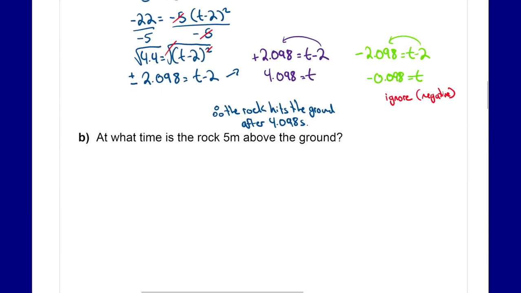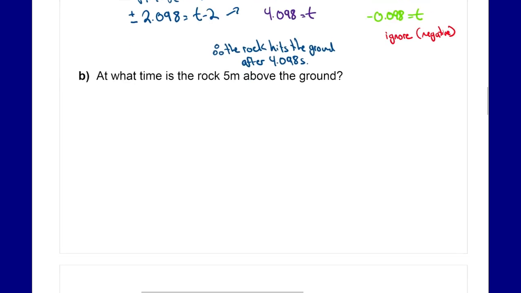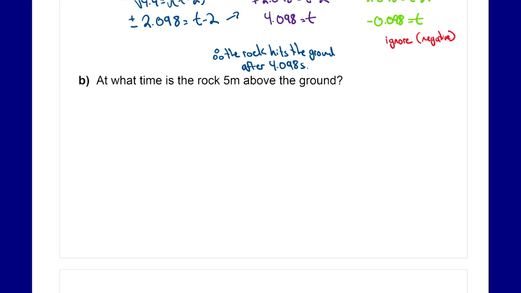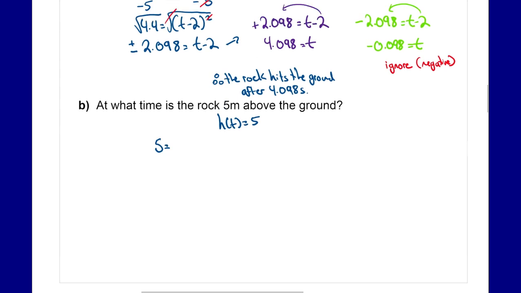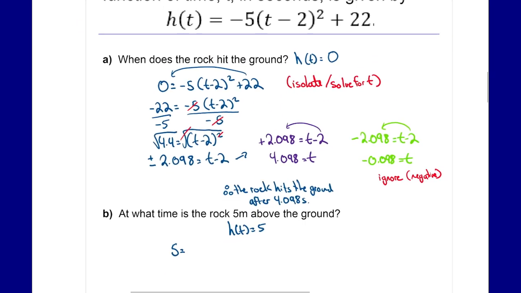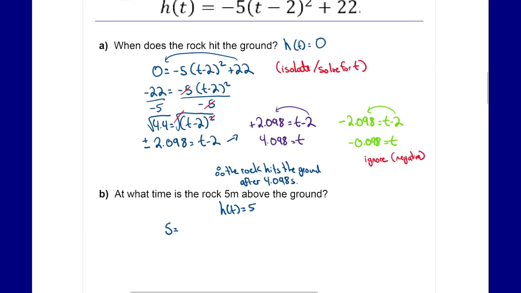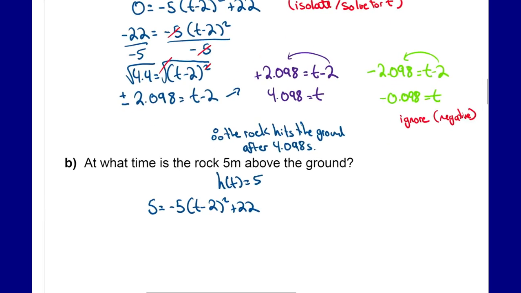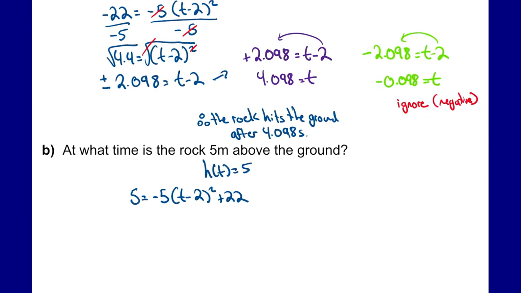At what time is the rock 5 meters above the ground? So again, this is going to be very similar to some of our other scenarios. This is asking for when h(t) is equal to 5. So we're going to do the same thing as in our other scenarios. We're going to plug in 5 into our equation for h(t). So let's scroll back up. So 5 is going to equal -5(t - 2)² + 22. Now we're going to go through our similar steps.